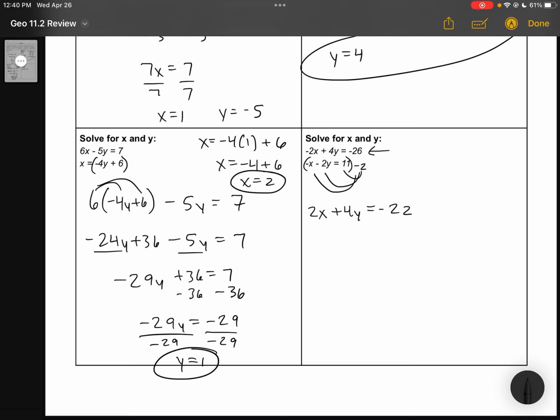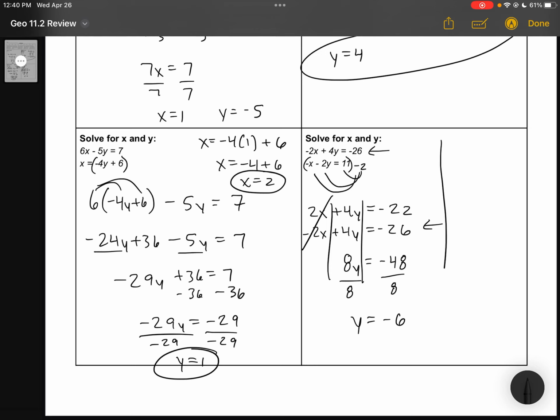We can recopy our first equation directly beneath it. And the 2's cancel because they have opposite signs, but the 4's do not. 4 and 4 together is 8. So important when we line these things up that we keep their signs in mind. Divide by 8 on both sides, we get y is equal to -6. And we can take that -6 and plug it back into any equation of our choosing.